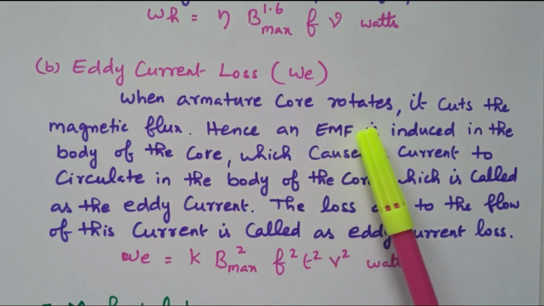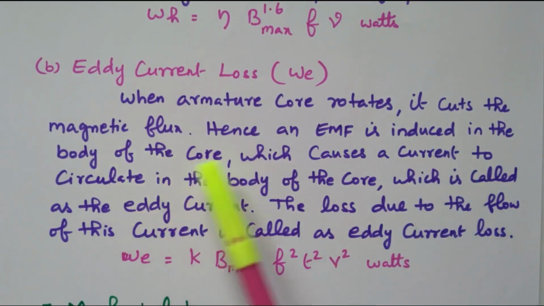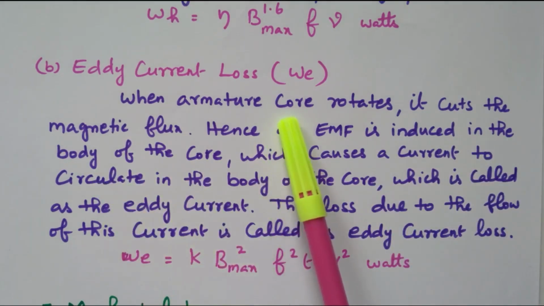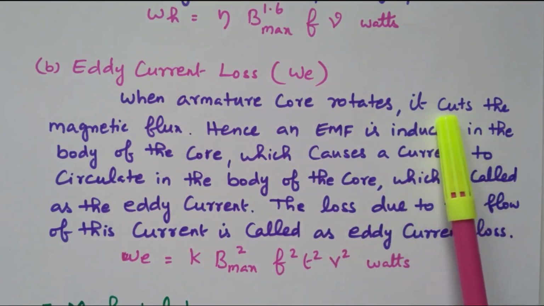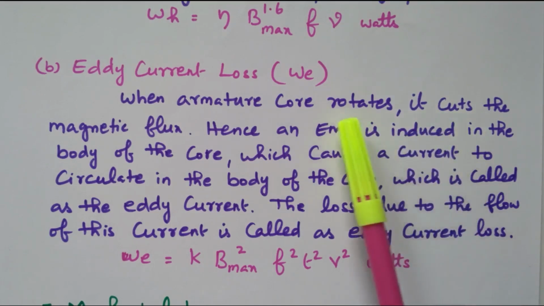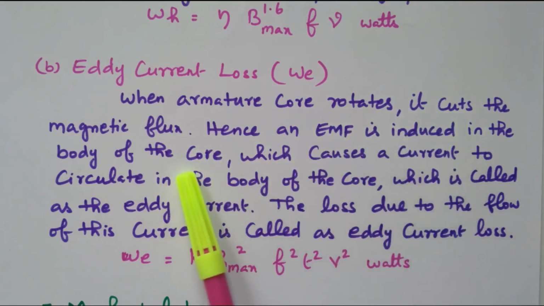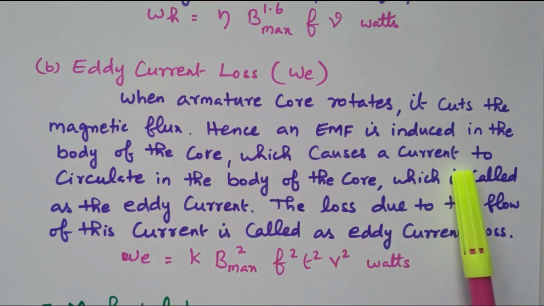When the armature core rotates, it cuts the magnetic flux. Hence EMF is induced in the body of the core. Right? The armature conductor, while rotating, cuts the flux. Actually, the armature conductor cuts the flux, but the core also cuts the magnetic flux. So due to that, EMF is generated, which causes a current to circulate in the body of the core. That current is called eddy current. Due to that eddy current, some losses will happen. So this is the formula for the eddy current loss. These two losses are due to the iron core.